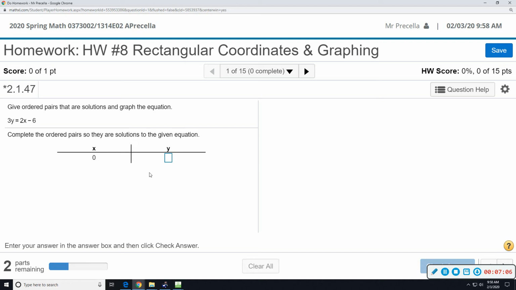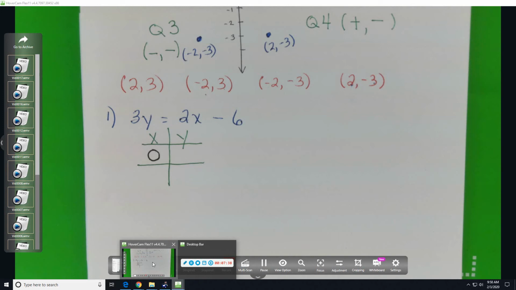On the first row of this table, there's a 0 under the X column. What do y'all think that's telling us to do? It says complete the ordered pairs so they are solutions to the given equation. What am I going to do with that 0? That's right. You're going to plug it in for X. You plug the 0 in for X and figure out Y. So let me show you what I've written.